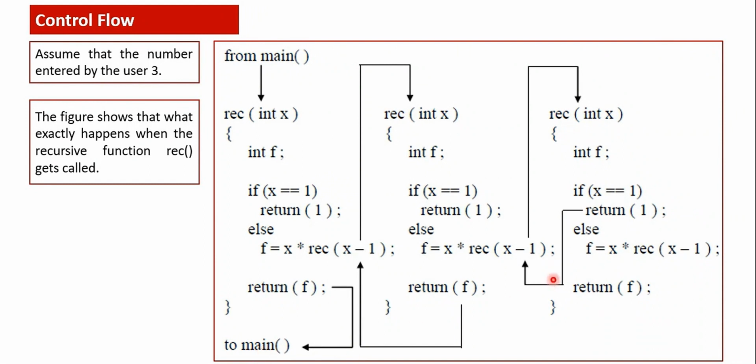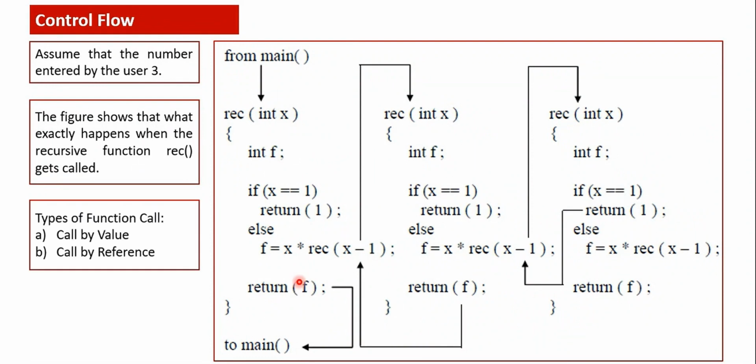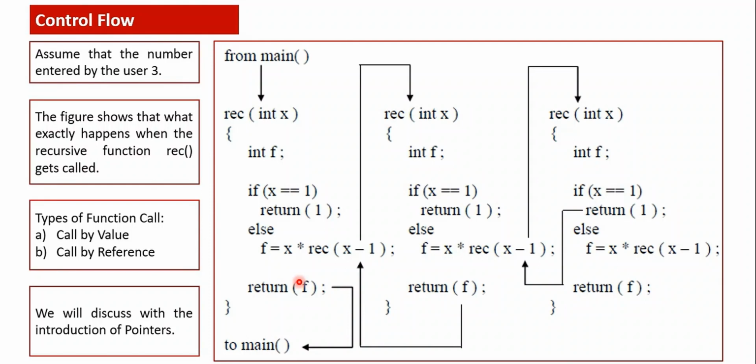Basically we are doing the same function call again and again depending upon this condition. If we start with any number, it just keeps on reducing till this condition is satisfied, that is x equal to 1. When it is satisfied, the recursion stops, and finally we have the output as the factorial. Similarly we have the types of function call, that is call by value and call by reference. We'll discuss them with the introduction of pointers in the next session. But for now, just pay attention to recursion and stack.